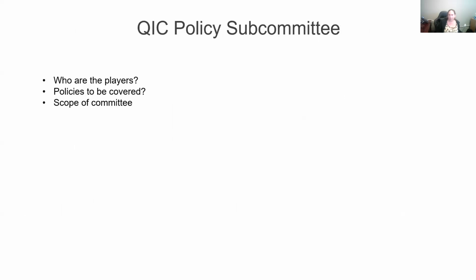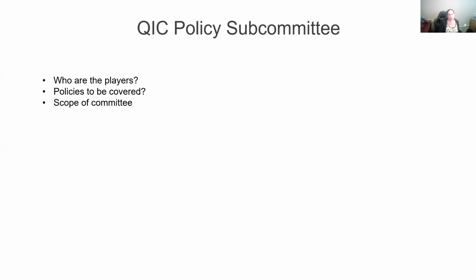So in a previous meeting, it was mentioned that there was a QIC policy subcommittee. There was a need to discuss policy in QIC, and so we separated this out for the QIC subcommittee so that we could get some work done in the background while not tying up the entire QIC meeting. We only meet quarterly, so it makes it really hard to get a lot of work done.